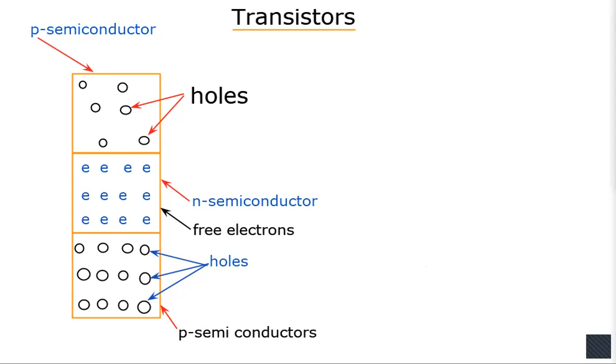By connecting 3 different types of semiconductors, a transistor can be constructed. Right. Continue the note.